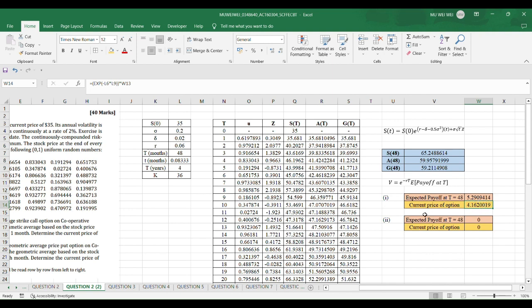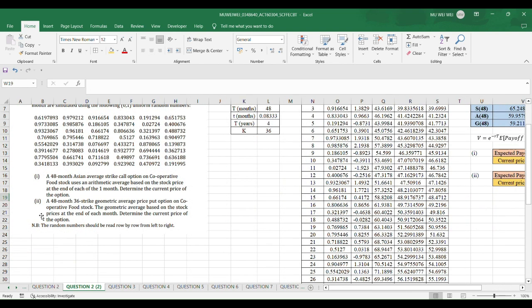Lastly, we find the current price of the option by using the equation right here: exponential negative r times T times the expected payoff at T, which is in the cell right here. We get the price is 4.162.